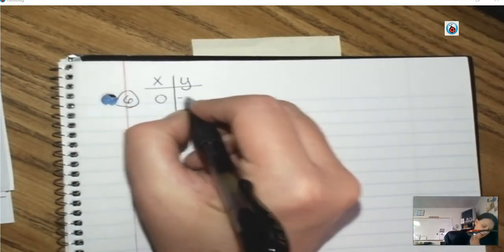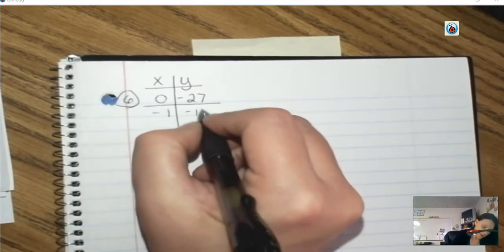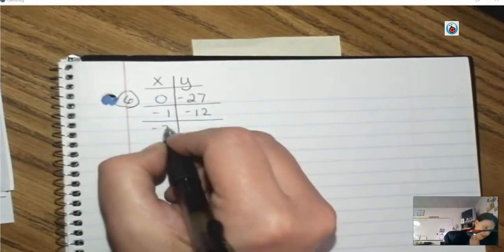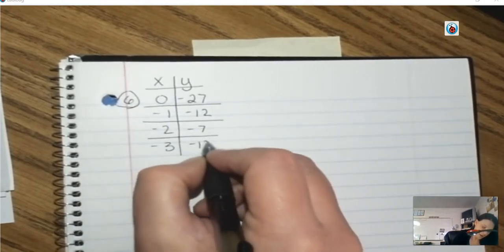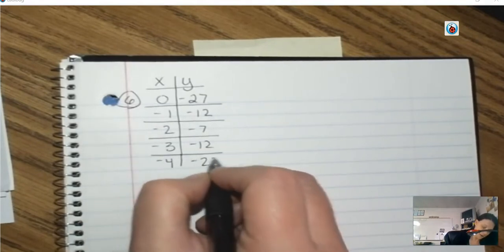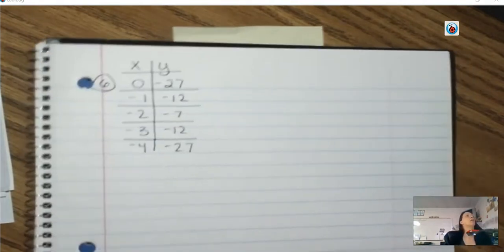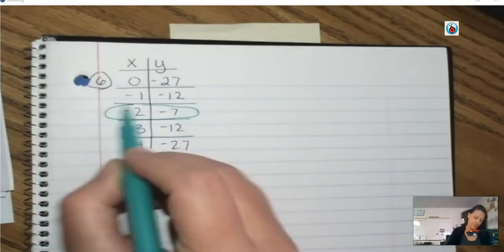Okay, 0, comma, negative 27; negative 1, negative 12; negative 2, negative 7; negative 3, negative 12; and negative 4, negative 27. Write the equation in vertex form and then in standard form.